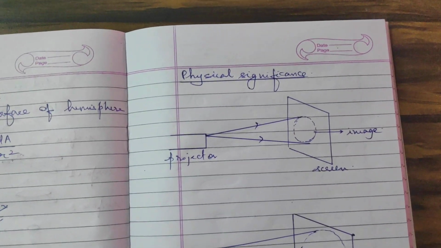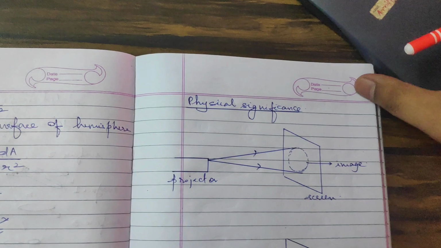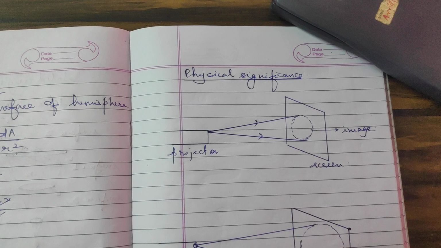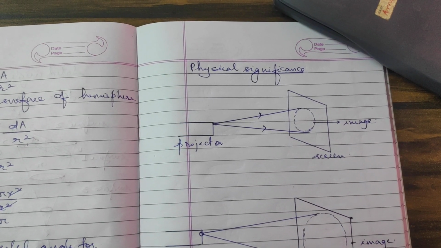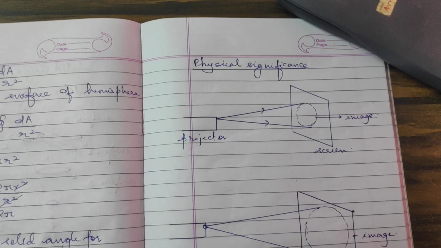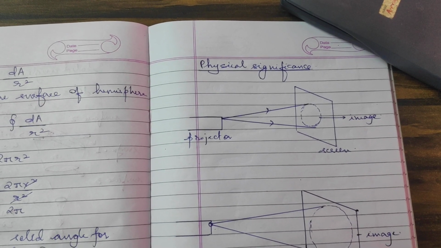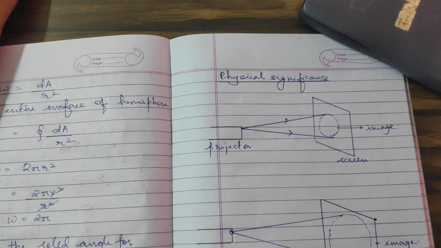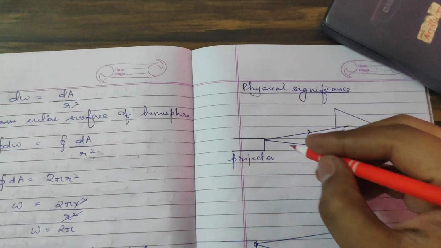Now what is the physical significance of a solid angle? See, I had to put up a projector and a screen in a room. So I bought the screen, I bought a projector, and I placed them on opposite walls. Projector on one wall and the screen on the opposite wall. And when I switch on the projector, I see that the image being presented on the screen does not cover the entire screen. It is small. So how to solve this problem?